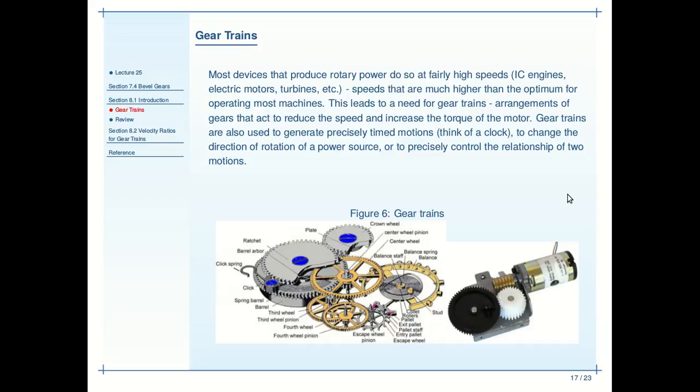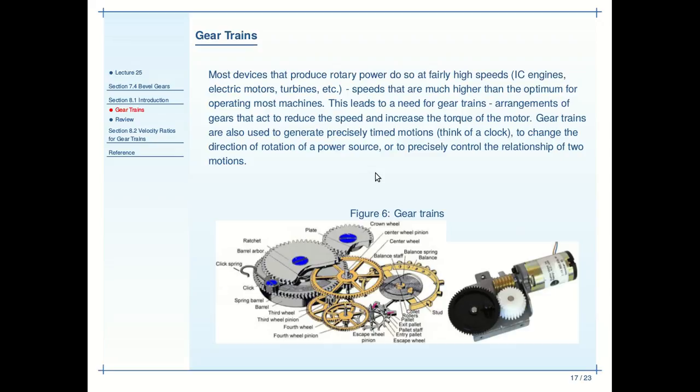Gear trains can be used for things as disparate as automotive transmission, where we're taking the output from a 3, 4, 5, 6, if you're crazy, 7, 8,000 RPM engine and stepping it down to a wheel speed, or for precisely timed motions, things like clocks, or to change the direction of rotation for an output power. Quite a variety of things.